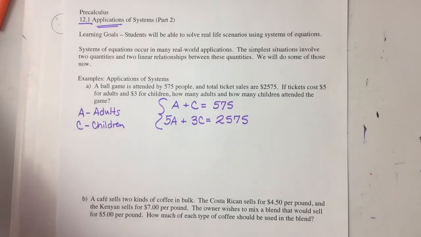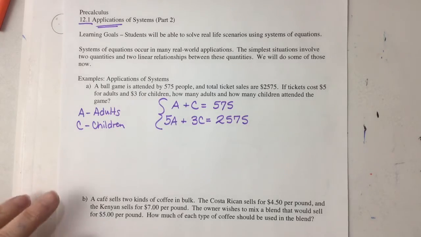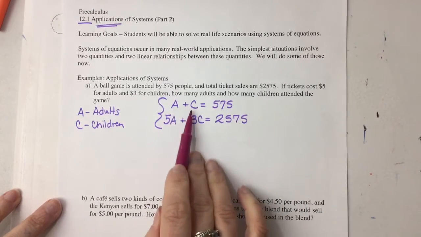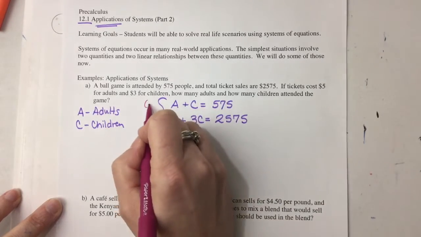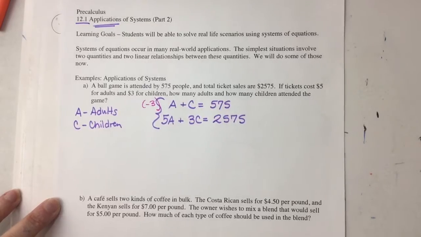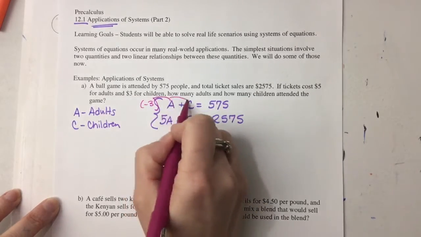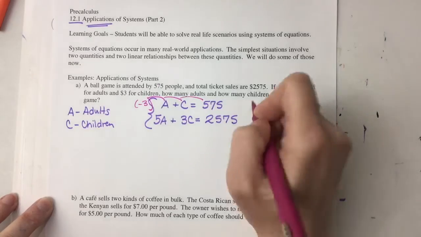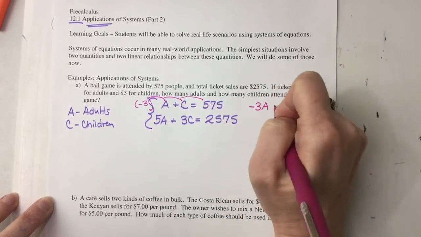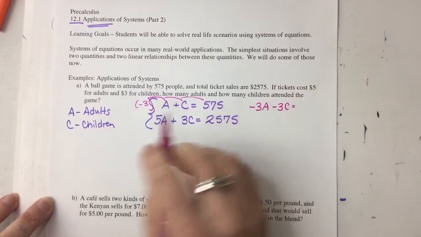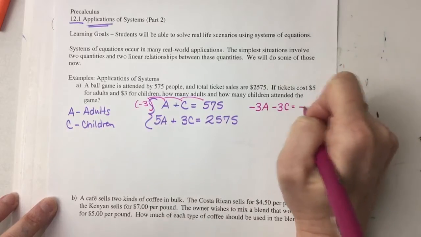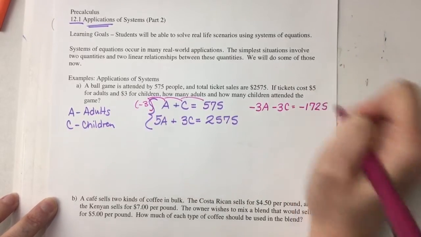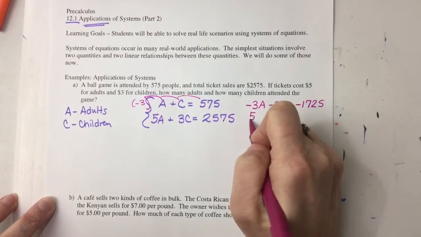Okay, now let's go ahead, and I really like the elimination method. If I'm going to use the elimination method, I need to create opposites in front of one of my variables. I'm going to go ahead and cancel C. So if I want to cancel C, I can multiply the whole top equation. You'd have to multiply every single term by -3. So I would have -3A minus 3C. -3 times positive 575 is -1,725.